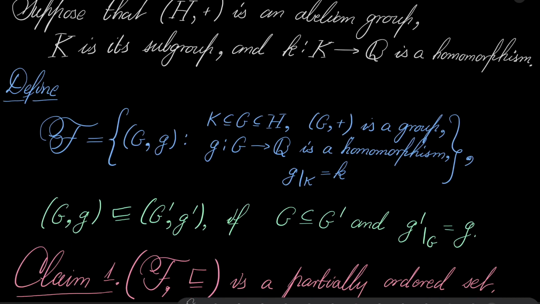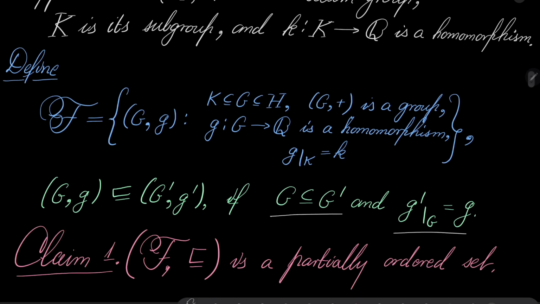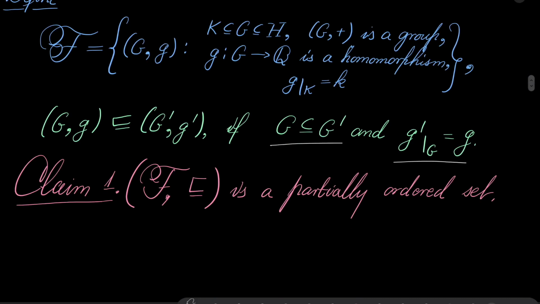(G, g) is less than (G', g'). I will denote it by this rectangular inclusion sign. I say that these pairs are in a relation when G is a subset of G' and g' restricted to G equals g. And I claim a few things about it. First, I claim that this family F with this relation is a partially ordered set. All right, this is my first claim, which I will prove.